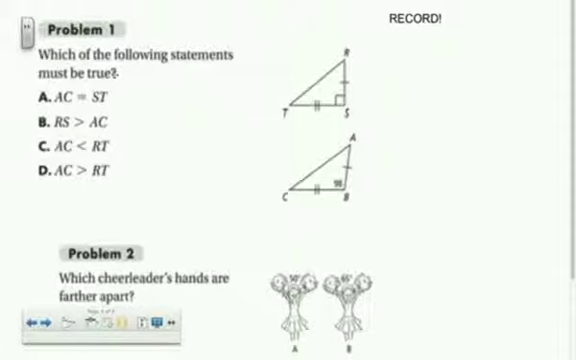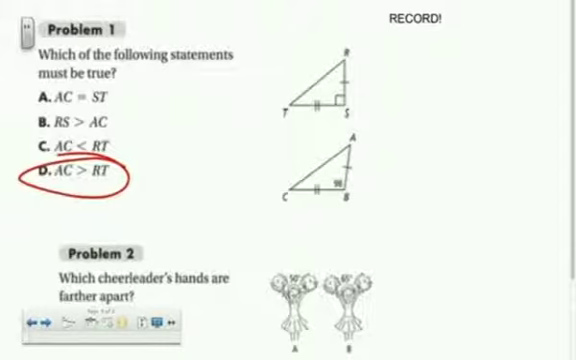Okay, Hope. D. It is D. Because AC is opposite this 98-degree angle, whereas RT is opposite this 90-degree angle, yes, statement D is the true statement. Problem 2 looks very much like Hope and myself up here, looking like cheerleaders.